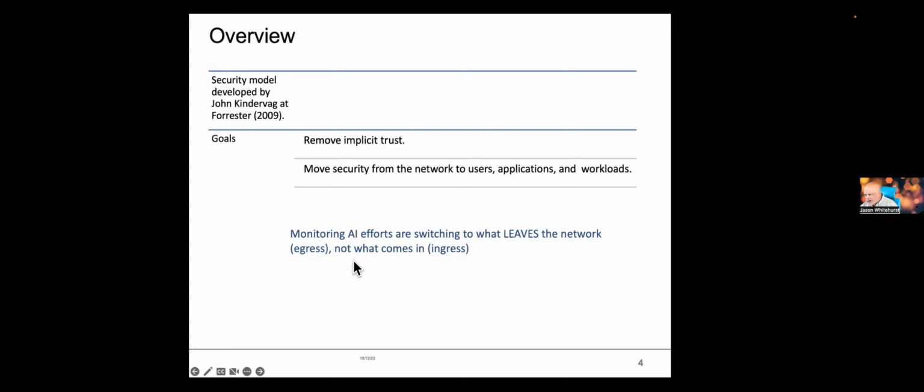This is my comment here, and this kind of came from an analysis from SANS or from one of the Black Hat presenters, and internally what we do in SIM and SOC is that monitoring AI efforts. Where are you spending your money, your resources, and your time on monitoring? It's no longer about what comes in the network, right? Because in Zero Trust, we're not as concerned about that. It's what leaves. It's what data leaves. It's what administrative functions leave. It's the logging that happens on the exit phase of an action. And that's much more critical now when you move the security layer to the users, the applications, and the workload.